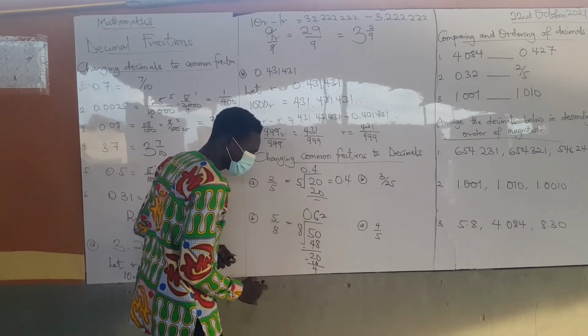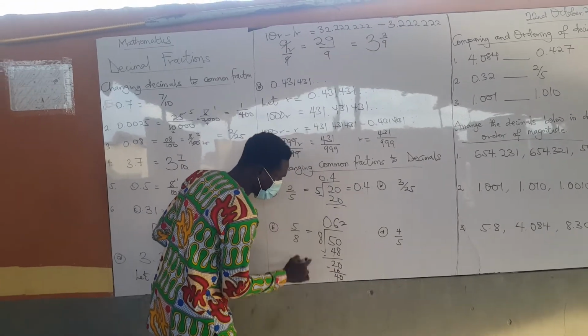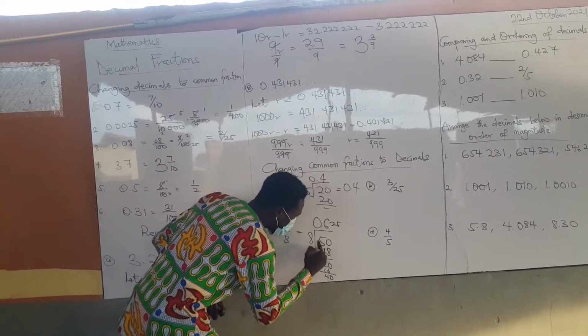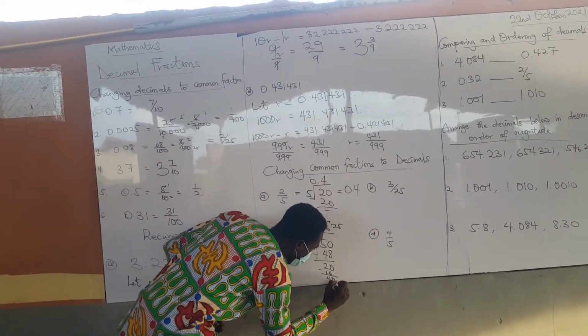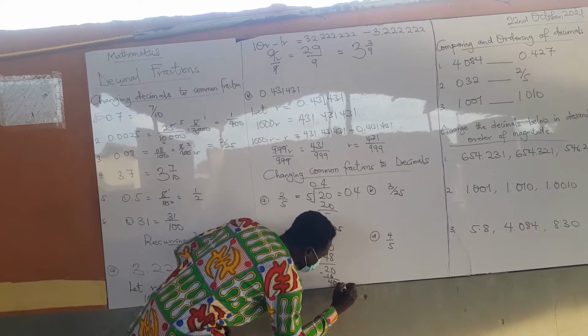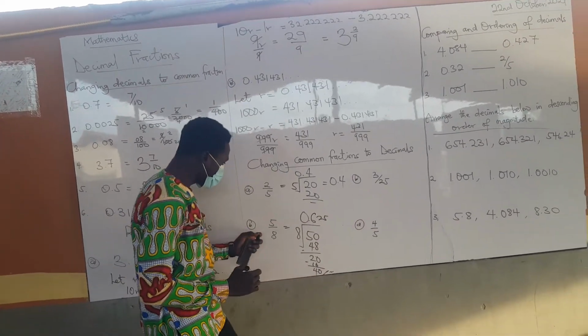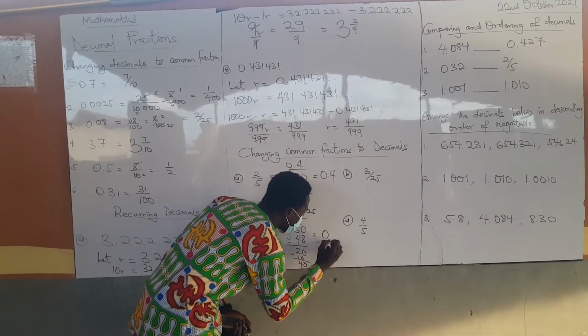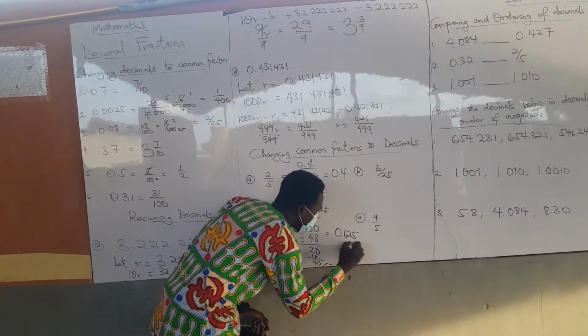8 again cannot go into this one, so we are going to bring 0 here. 8 times 5 will give us 40. So 8 times 5 is 40. If you subtract, we are going to get 0. So the decimal for 5 over 8 is going to be 0.625 as my answer.